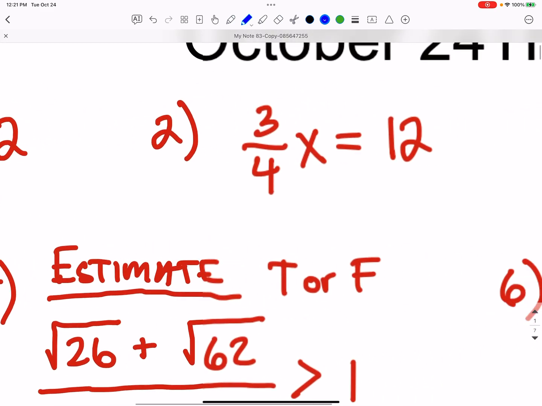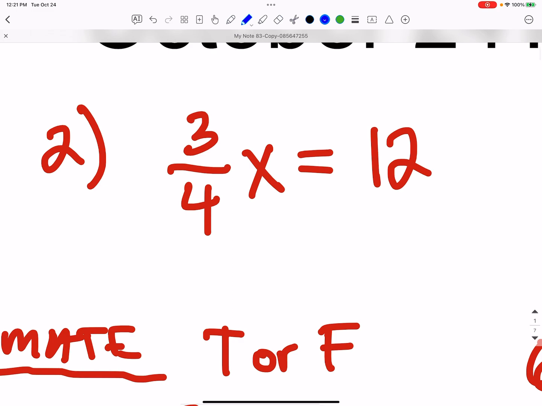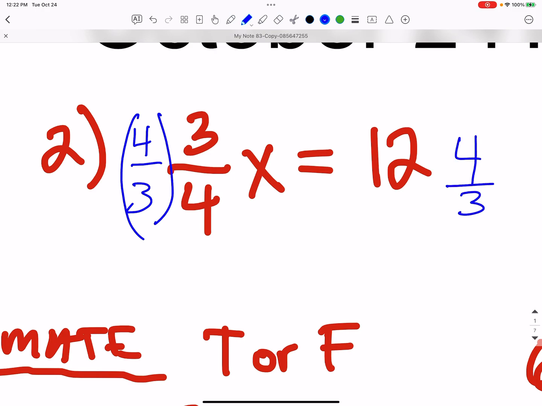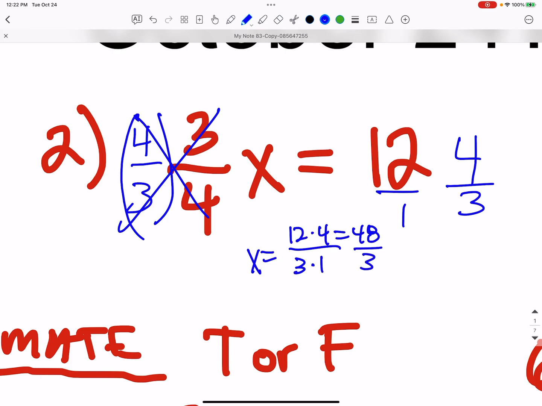Okay, number 2. 3/4 x equals 12. We use top versus bottom. The 4 kills the 4, and the 3 kills the 3, so we got to do 4 and 3 over here. Boom, boom. X equals 12 times 4 is 48 on top, and on bottom we have 3 times 1 is 3. And if you do that in your calculator, 48 divided by 3 is 16.